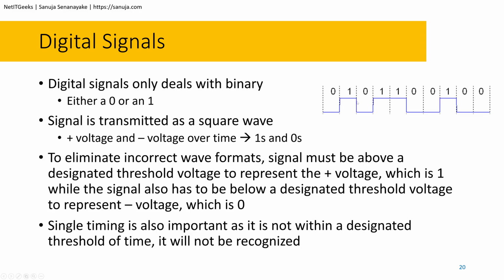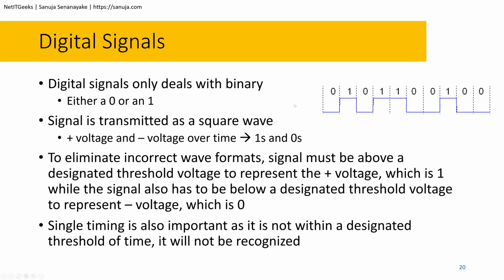But it's not just anything below 5 volts. I kind of misworded that. We're going to say anything below 0 volts, or a negative value, is 0. Anything above 5 volts is a 1. So if a signal drops below 5 volts, it's not a 0, but it's still maybe a 1, until you hit that threshold for the 0 value. That's why even the 0 value has to have a designated voltage, so that you eliminate incorrect wave formats, noise, etc.